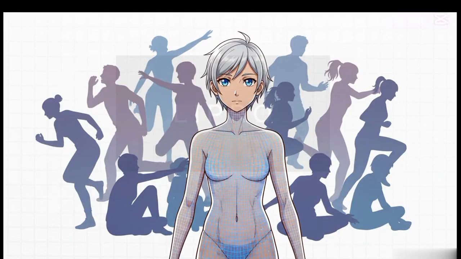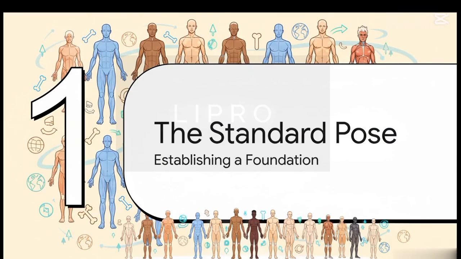So, to get around this whole mess, science came up with a brilliant solution, a universal standard, a single fixed frame of reference that works no matter what position the body is in. It doesn't matter if you're doing a handstand or running a marathon, this is the bedrock for how we talk about anatomy. And where do we start? Well, that foundation begins with the standard pose.